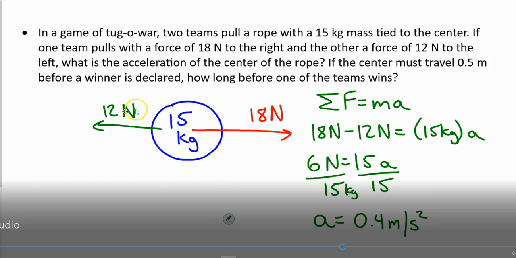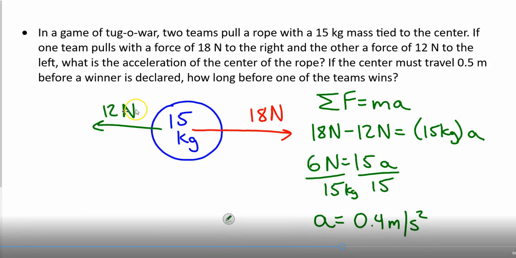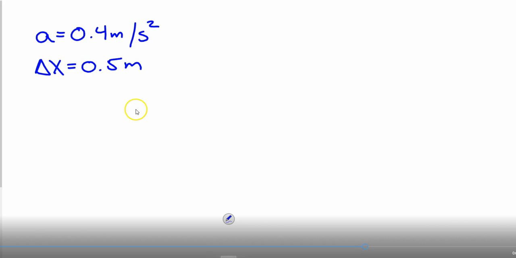Since we know the acceleration, we can use the acceleration and the fact that we know the displacement it has to travel to determine the time that it takes for someone to win the tug of war. So once again, the acceleration is 0.4 meters per second squared. The distance that the mass has to travel is 0.5 meters. When they first start the tug of war, the initial velocity is 0. The mass is not moving.